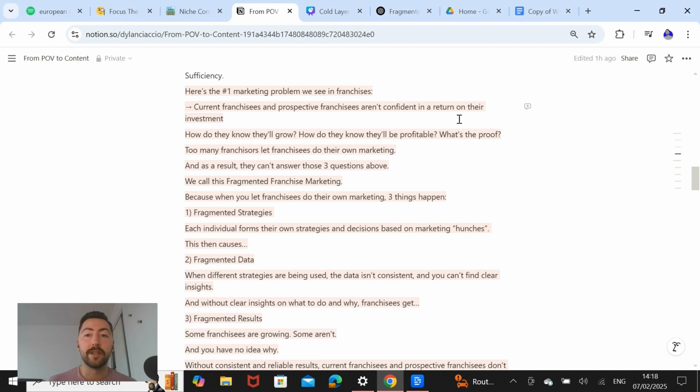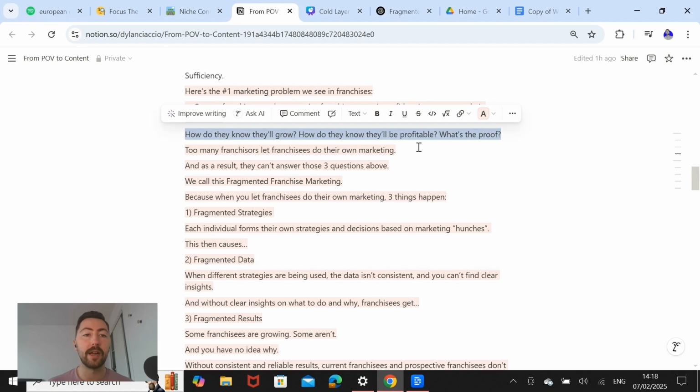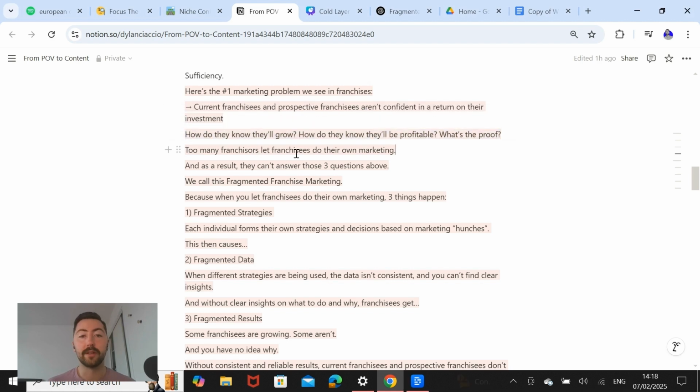So they're not confident in a return on their investment. How do they know they'll grow? How do they know they'll be profitable? What's the proof? So you can see these are tangible thoughts that they're having. Too many franchisors let franchisees do their own marketing. That's the root problem. That's what they're doing wrong. And as a result, they can't answer those 3 questions above. We call this fragmented franchise marketing.